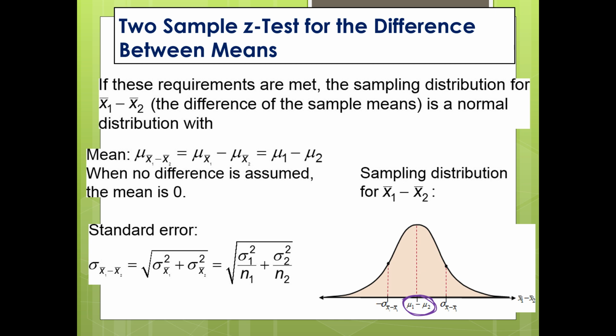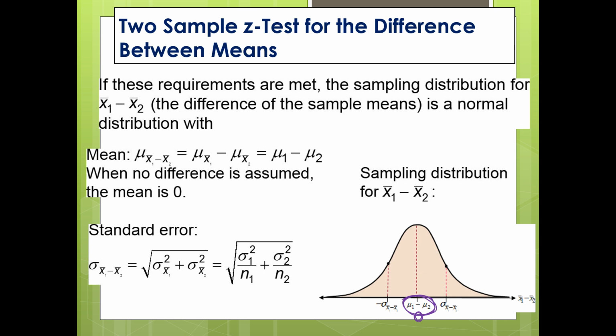Now, this is kind of what I was talking about before. When we assume there's no difference, then this middle is going to be 0, because mu1 minus mu2, if you assume there's no difference, that means the difference is 0. So that means, again, if we took a bunch of means of differences and we subtracted them, our differences would look like this. Again, we're going to assume our difference is 0, and if it's not, that's when we're going to get some sort of z-score, and we're going to reject our null.